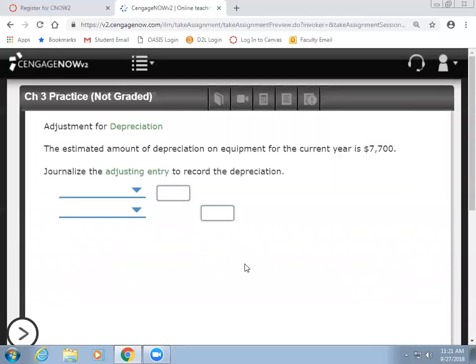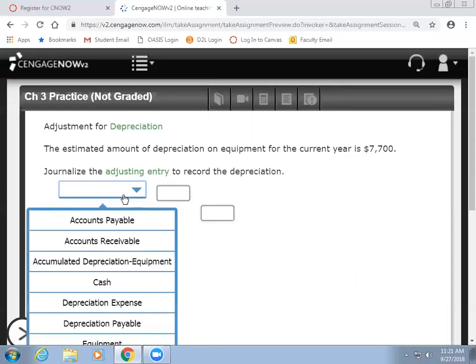And then the last type, we'll still practice more, but the last type of adjustment we have is depreciation. In this book, they don't have you calculate depreciation, they give you the amount. So they're just telling us the estimated amount of depreciation on equipment for the current year is $7,700. All we have to do is show that, we have to journalize that. Again, depreciation is just the decline in value on long-term assets. So in this case, it's equipment. We're just showing the cost of actually utilizing that equipment, okay?